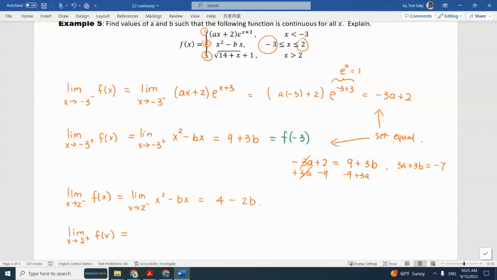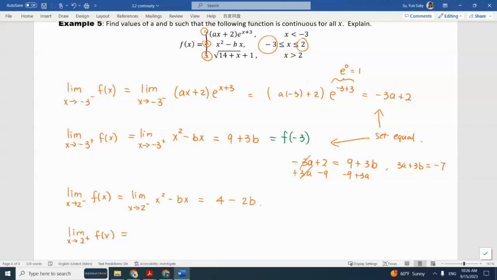You plug in x equals 2. So b stays here. Okay. So sometimes you have to be careful. Don't plug in b is 2. Okay. B is just a number. It's not the variable. It's a constant. So leave the b here.